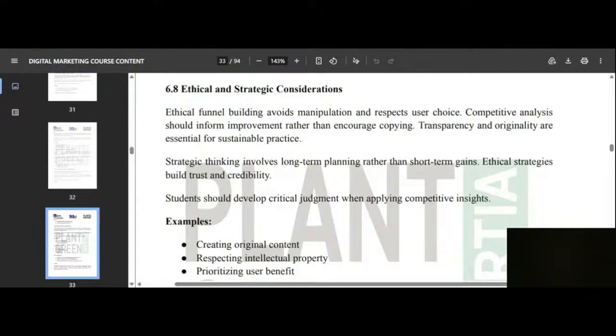These are very, very important factors that brands and digital marketers need to follow, because only when you follow this, you will gain the trust of the audience. It is very important to gain the trust of the audience, because trust is more valuable than traffic. So please make sure you gain the trust of the audience.